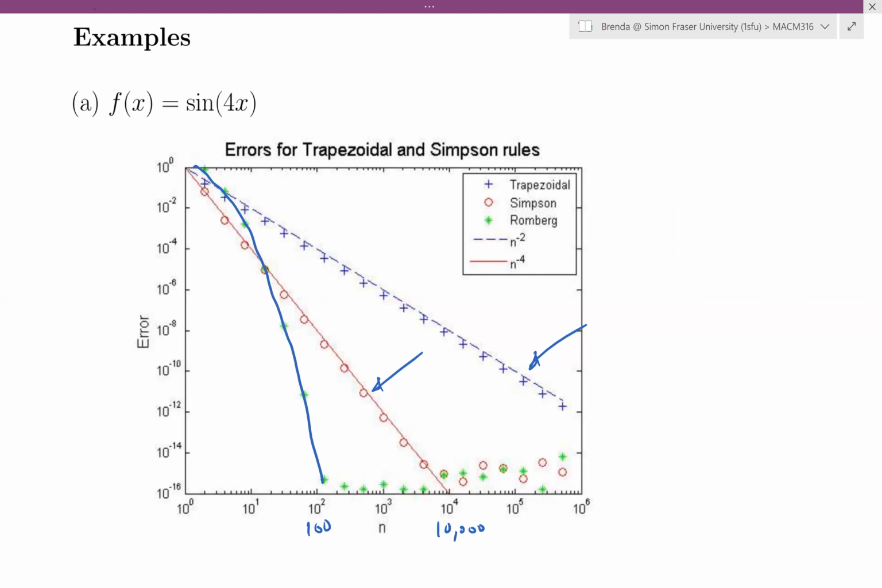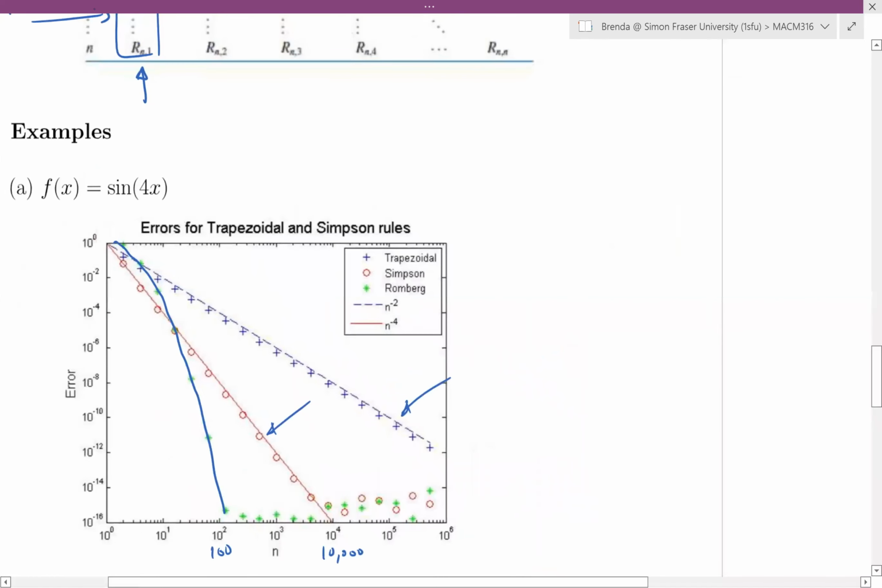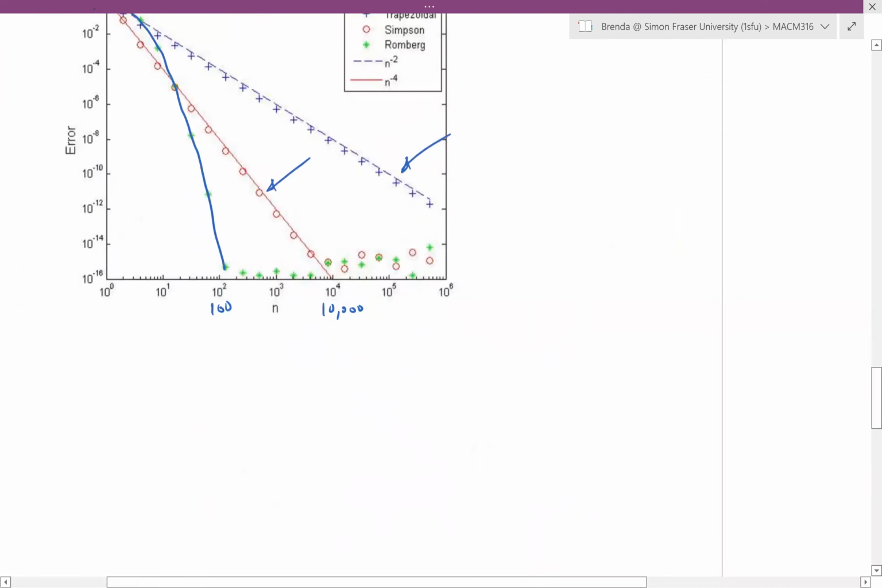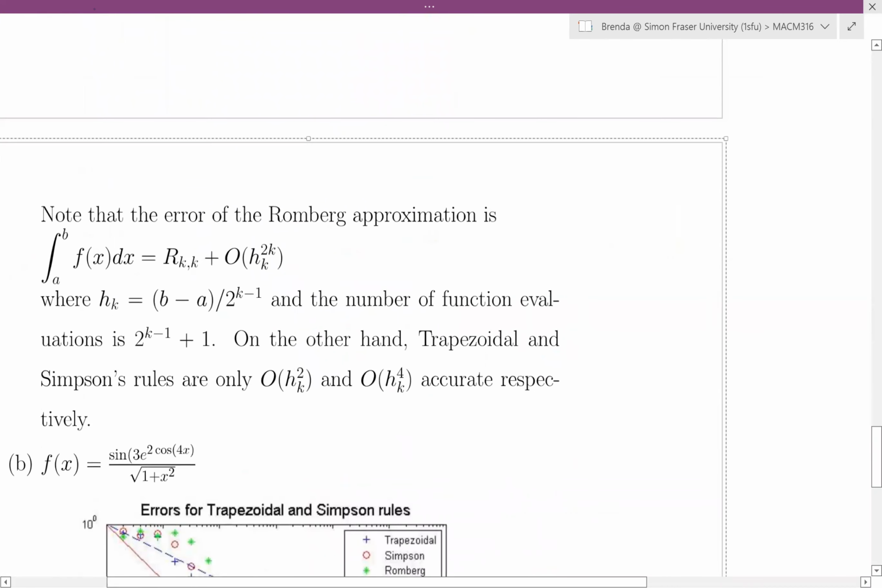Faster, right? So that depends on how many levels of the Richardson extrapolation you did. And so depending on that maximum value, you're going to get this.